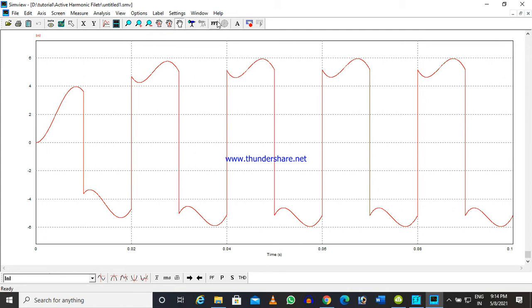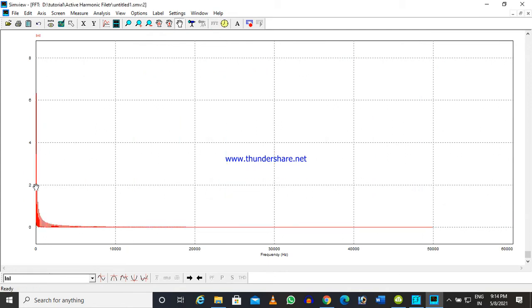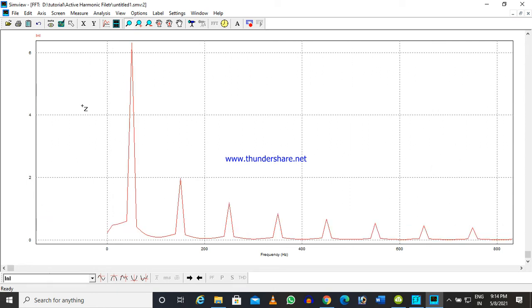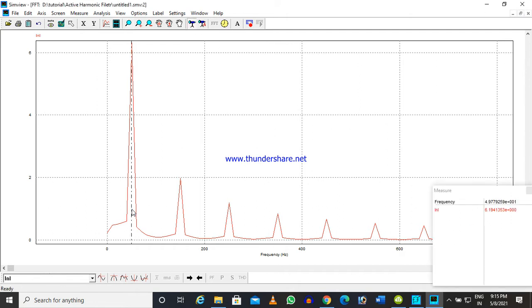Now if you take the FFT, see, other than the fundamental, we are getting so many other components. This is the fundamental, with an amplitude of around 6.19 ampere. This is 150 hertz, that means the third harmonic, whose amplitude is around 2 ampere, and this is 250 hertz, whose amplitude is around 1.15 or 1.2 ampere.